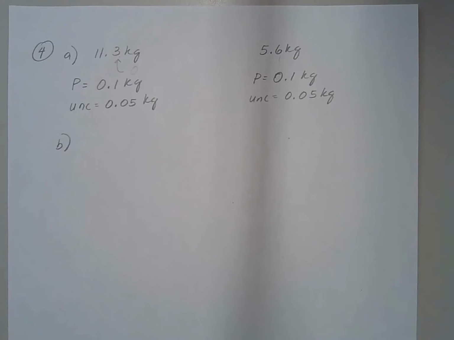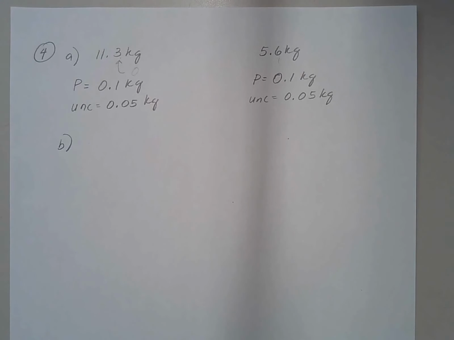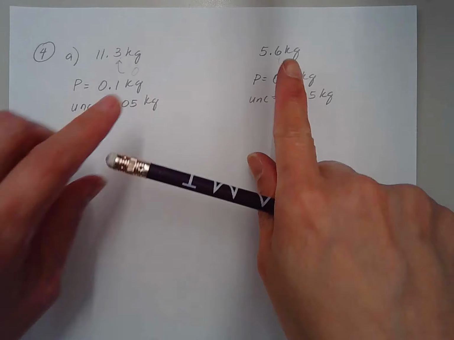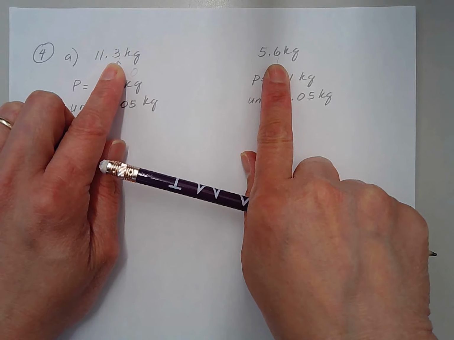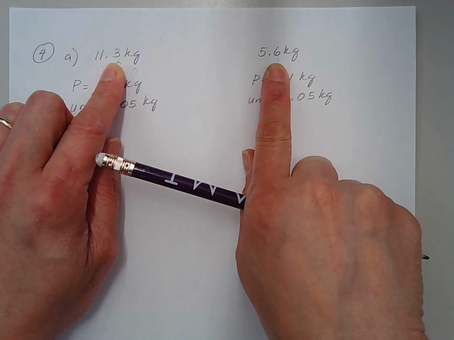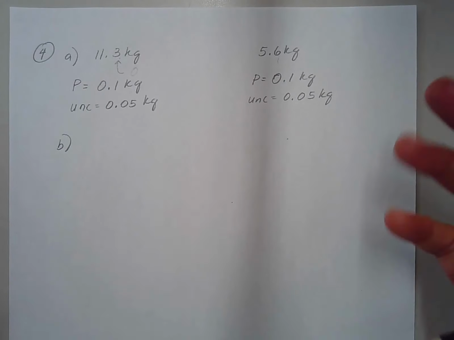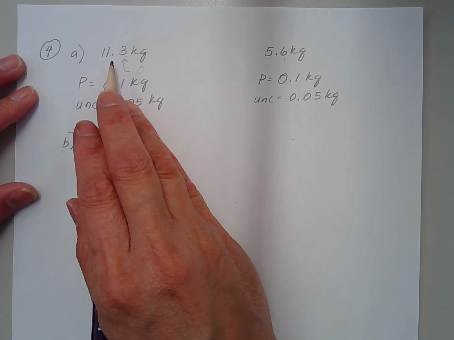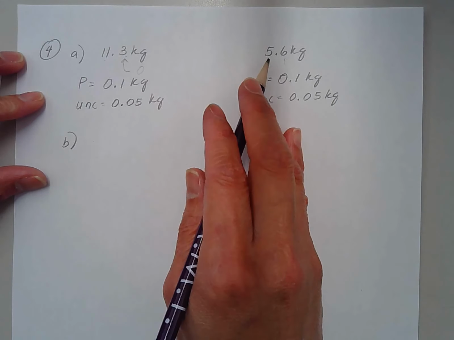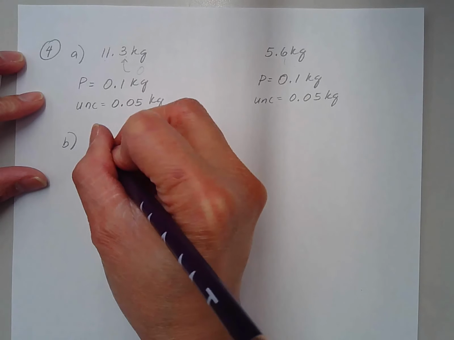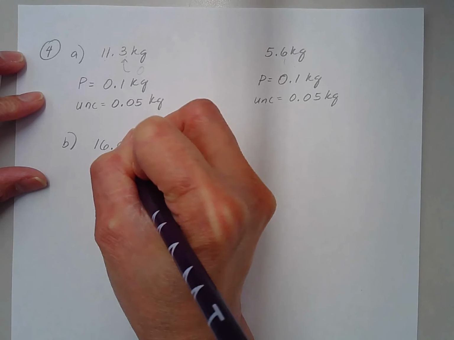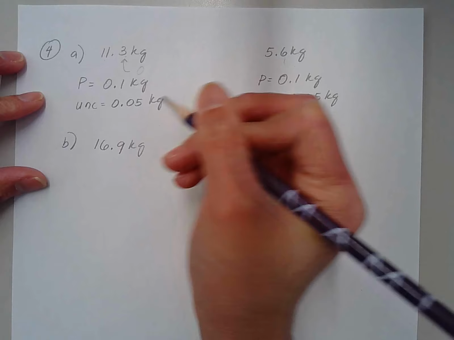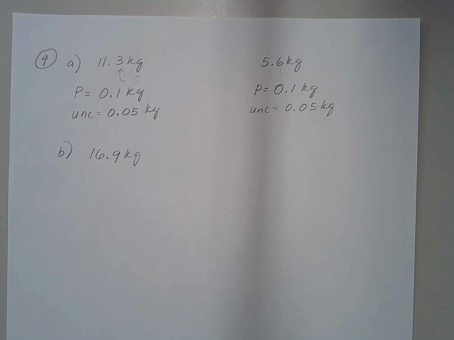It says here, what is the combined weight and uncertainty of the items? So we could certainly combine the weights. That's pretty simple, right? We can put them all in one box. So that becomes 11.3 and then 5.6. That's going to give us 16.9 kilograms. So that one is not bad. We know we got two items, this much and this much weight.